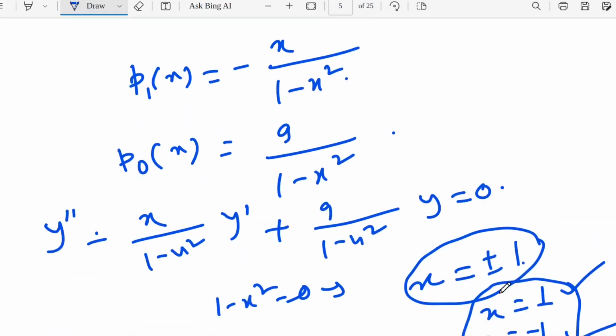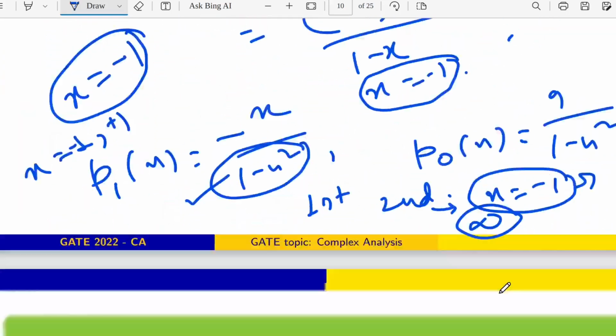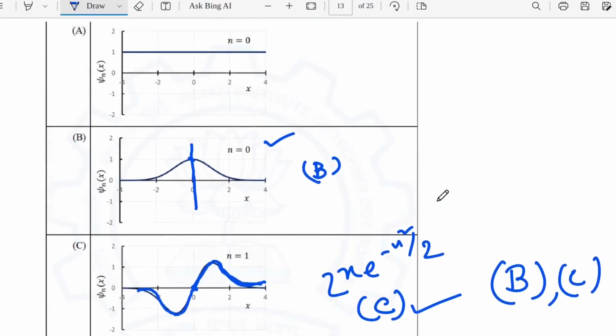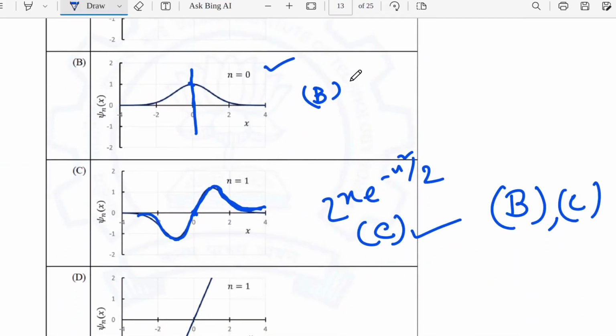Now coming to the second question. If y_n(x) is a solution of the differential equation y double prime minus 2x y prime plus 2ny equals 0, where n is an integer and the prime denotes the differentiation with respect to x, then the acceptable plots of y_n(x) times e to the power minus x square by 2 are which one? And there are 4 options. You can see that the correct options will be B and C, because an n equals 0 type of plot is there, and an n equals 1 type of plot is there.